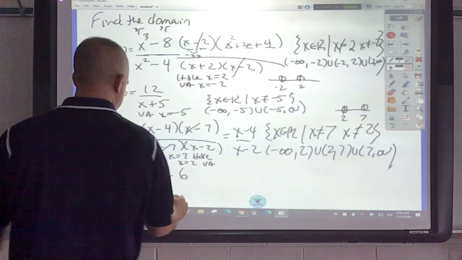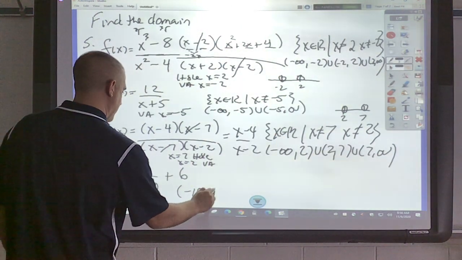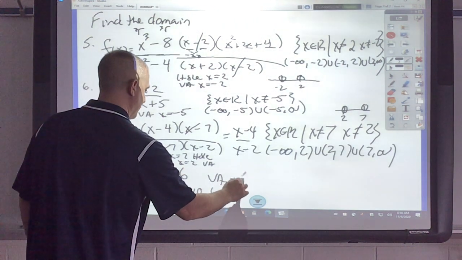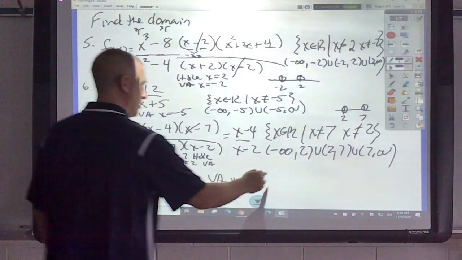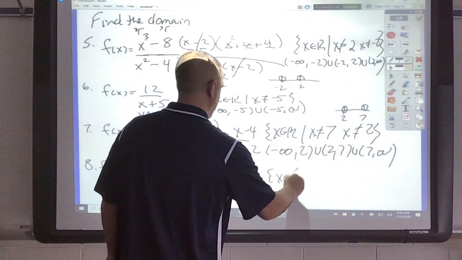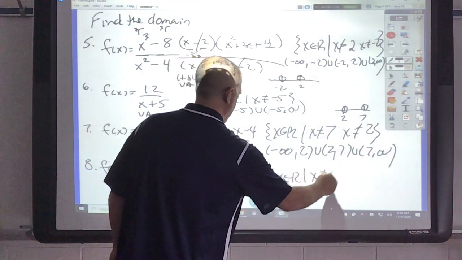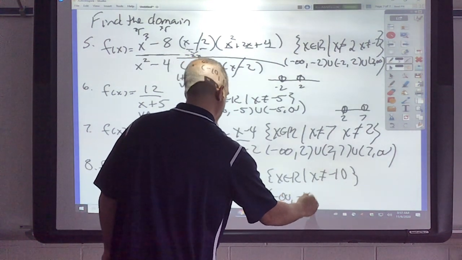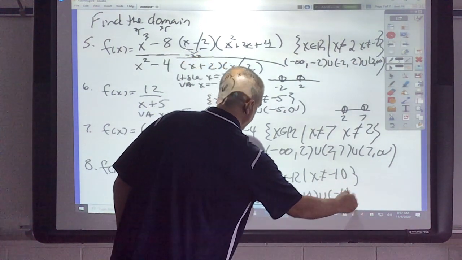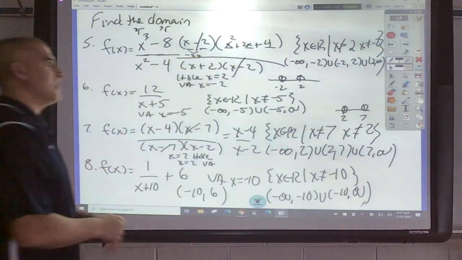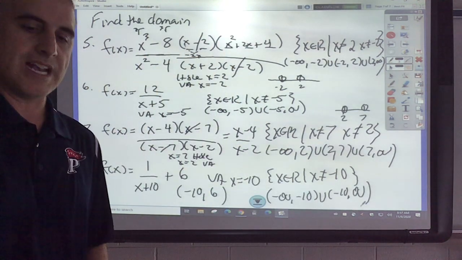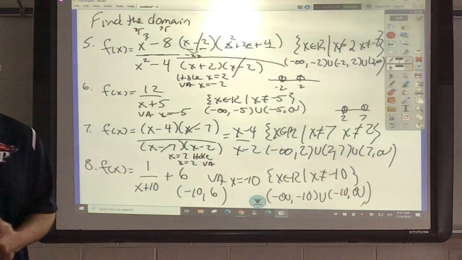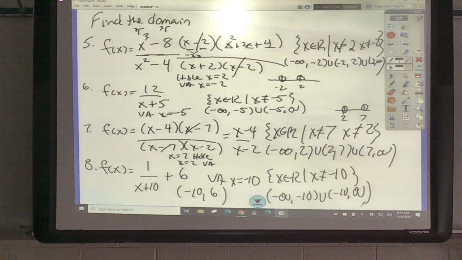This one, very simply, has an anchor point of this, so my vertical asymptote would be x equals -10. So it's all real numbers such that x can't be -10, which is -infinity to -10, union -10 to infinity. So those are some foundational skills that we're going to need for this unit. We're going to pick more up with the graphs in the next lesson.